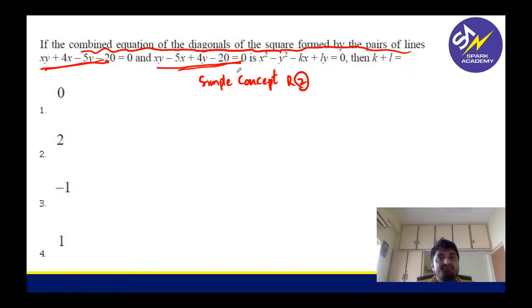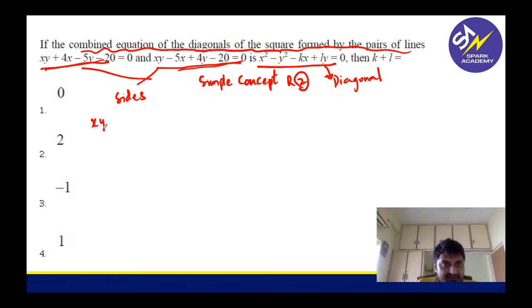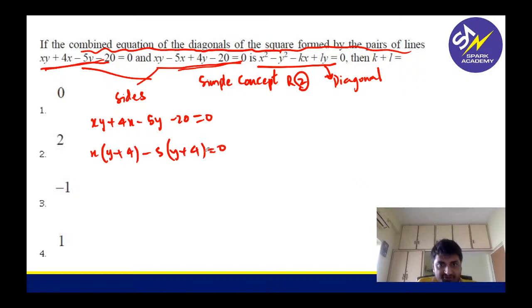Formed by the pair of lines. Okay, so the square sides are given, and this is the combined equation of the diagonals. Now tell me, guys, can I split this? xy plus 4x minus 5y minus 20 is 0. If I take x common, you get x(y plus 4), minus 5 common, you get minus 5(y plus 4), so (x minus 5)(y plus 4) equals 0. I am getting two equations like this.